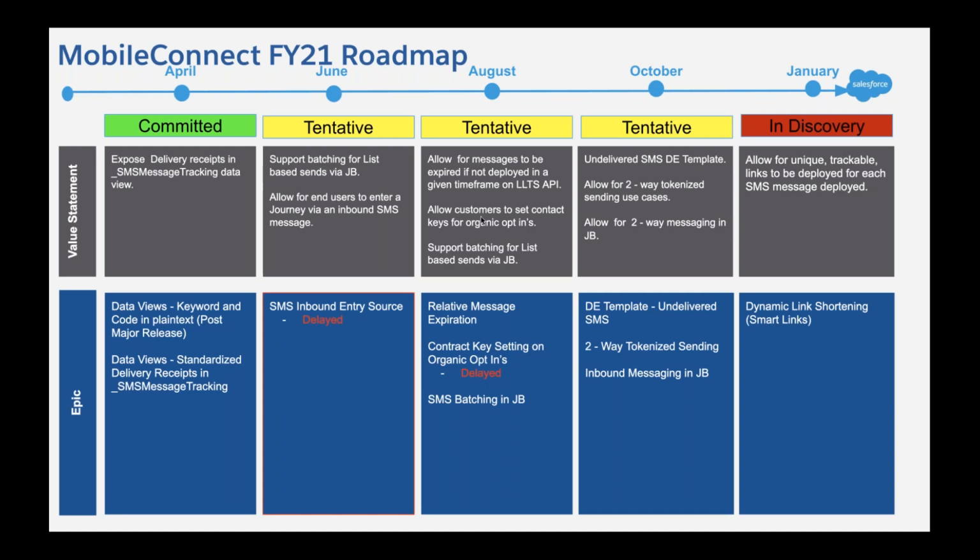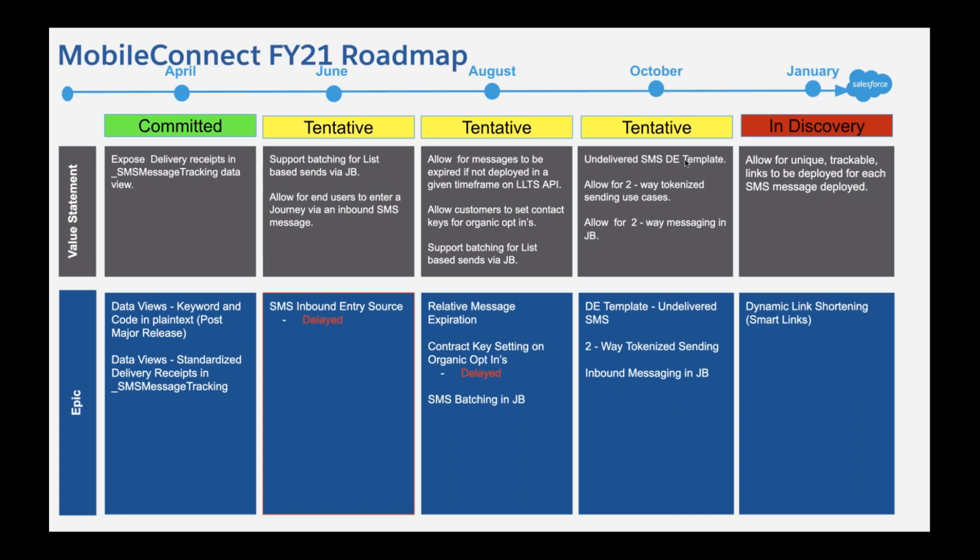Additionally, and I'll show you this on my next slide, we are looking to allow customers to set contact keys for organic opt-ins. I have a couple of UI mockups on that, so I'll talk through that next. And then last but not least, as I already mentioned, supporting batching for list-based sends in Journey Builder, so that Journey Builder can send at similar send speeds that the channel app can when you're trying to batch and blast to 250, 500,000 contacts.